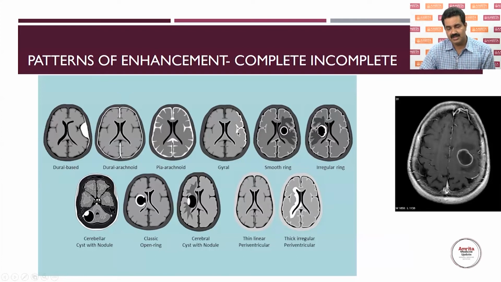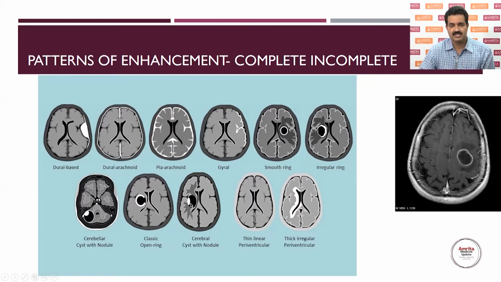So there'll be gyral enhancement exactly over the gyri only, usually seen with subacute infarct. And we can have smooth ring enhancement, especially in the abscess. Irregular ring, we'll come to that in different slides. So this is cyst-like enhancement with nodularity. This is due to the pilocytic astrocytoma in the cerebellum. So we have open ring enhancement, which we get in demyelination. We'll come to that later.